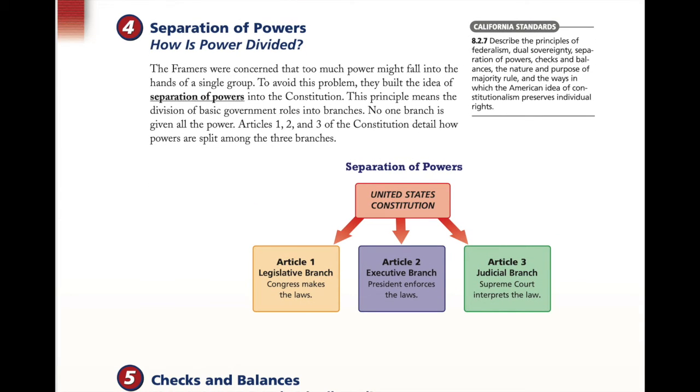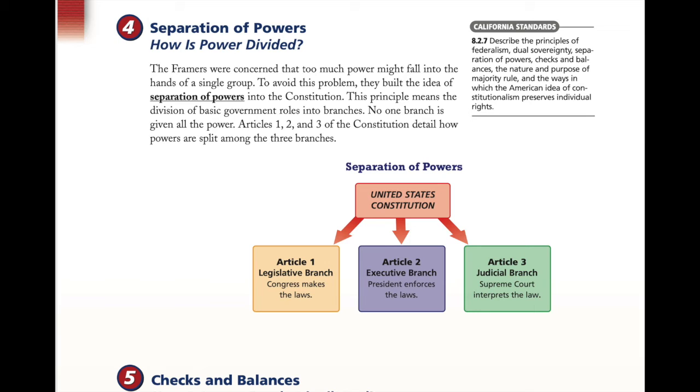Separation of powers. How is power divided? The framers were concerned that too much power might fall into the hands of a single group. To avoid this problem, they built the idea of separation of powers into the Constitution. This principle means the division of basic government roles into branches. No one branch is given all the power. Articles 1, 2, and 3 of the Constitution detail how powers are split among the three branches.